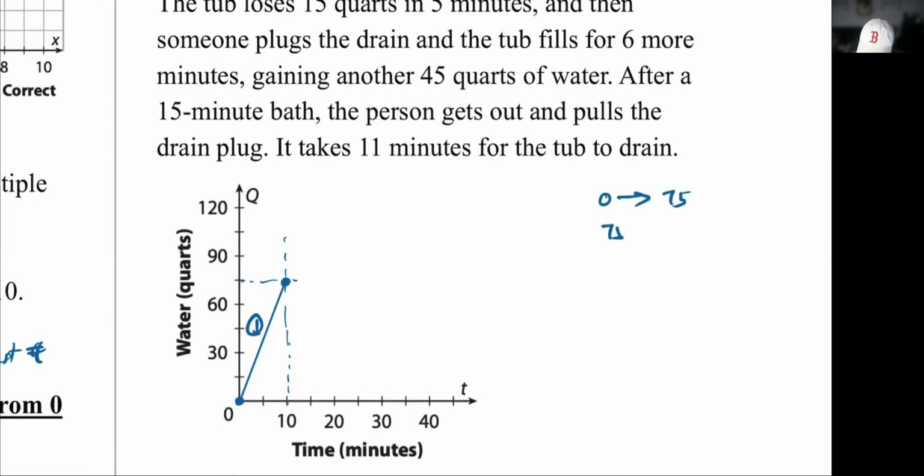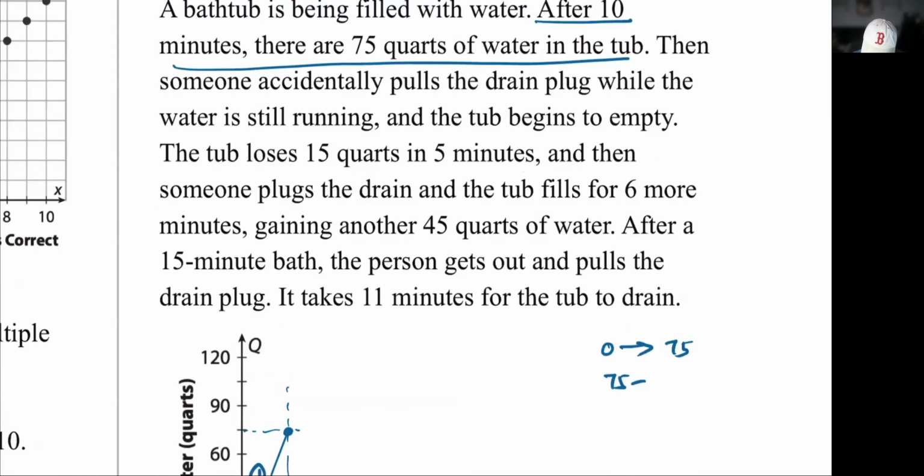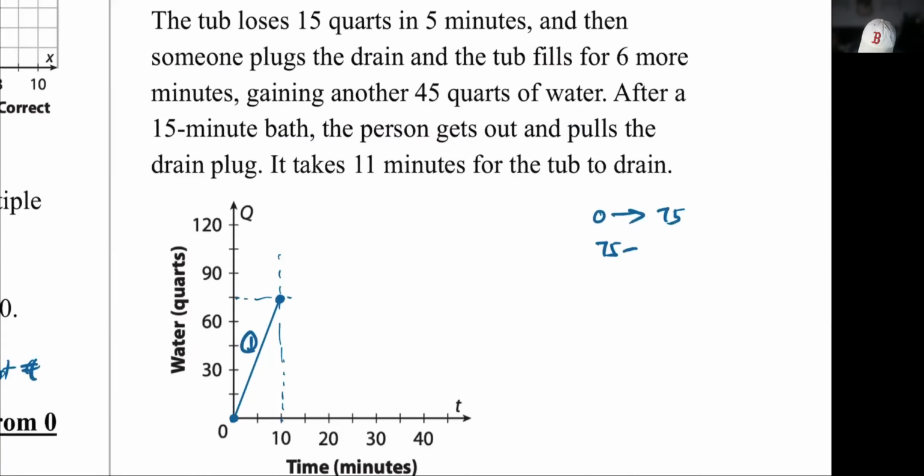So 75, it lost how much? 15 quarts, right? Minus 15 gives you what? 60? Right, in the next 5 minutes. 5 minutes is right there. 60 is right there. That's the intersecting point right there, right?